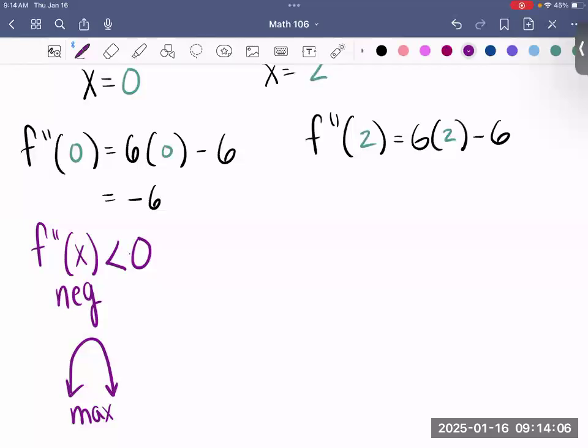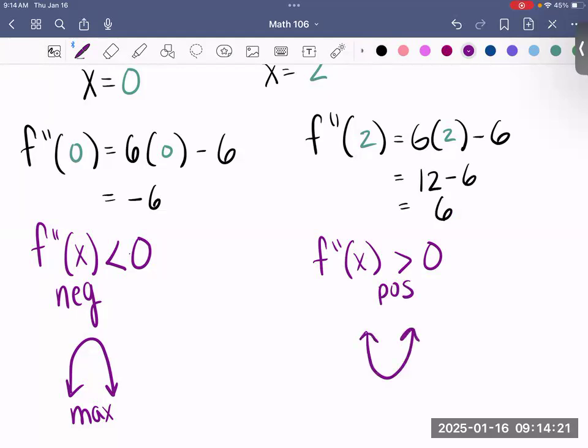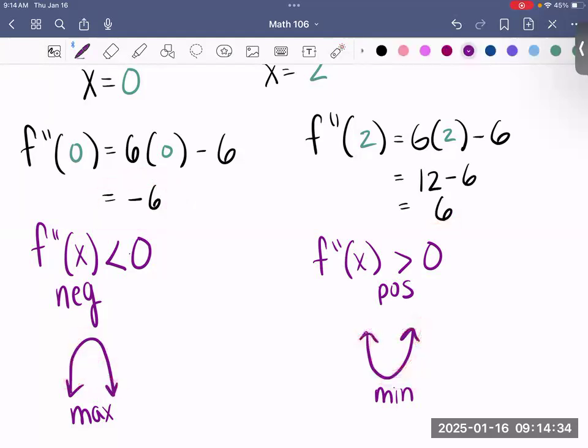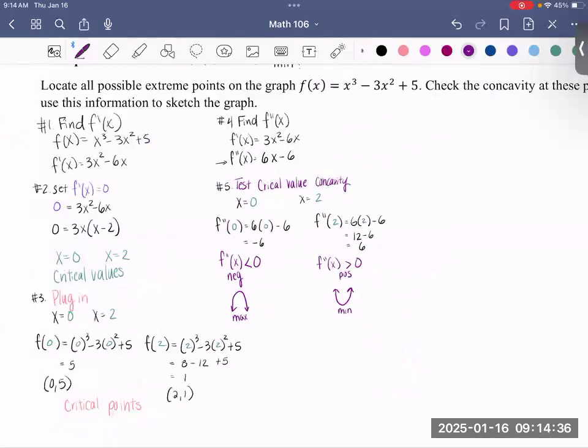And on the other side, right, if we were to do it again, we get 12 minus 6. So that's a positive 6. Therefore, your second derivative is greater than 0. It came out to be a positive 6. We have the opposite. It is now a minimum. It is concave up. And you can kind of think, okay, positive, we have up, it's going up, whereas negative, it's going down, concave down. So draw the picture and then kind of associate, is it up or down?